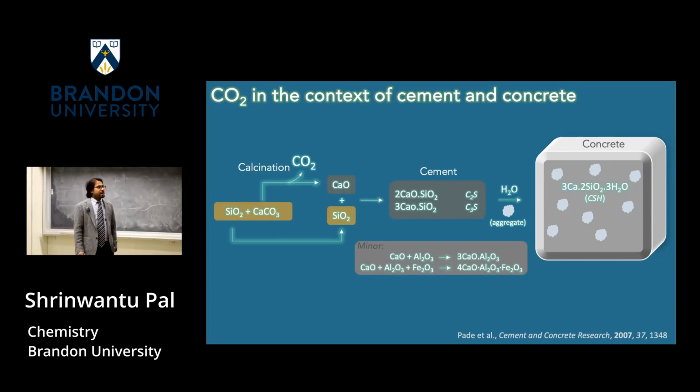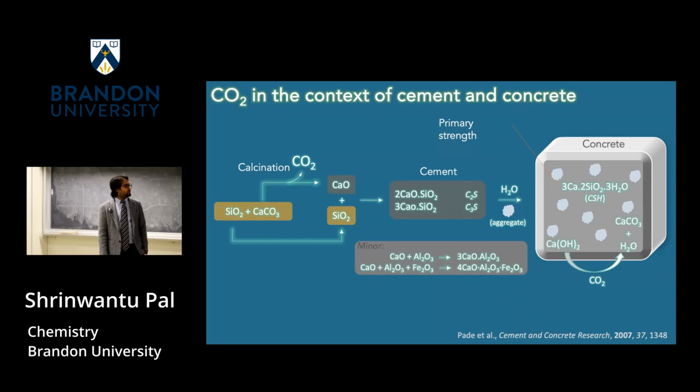The primary reaction responsible for the strengthening of concrete is a hydration reaction. There are smaller reactions that contribute to secondary strength of cement, which I won't go into, but there's aluminum involved and also sometimes iron oxide to form other minerals. But you have to appreciate that this calcium aluminate is very similar to the calcium silicate written here. So the primary strength is the CSH formation, while the secondary strength comes from minor reactions.